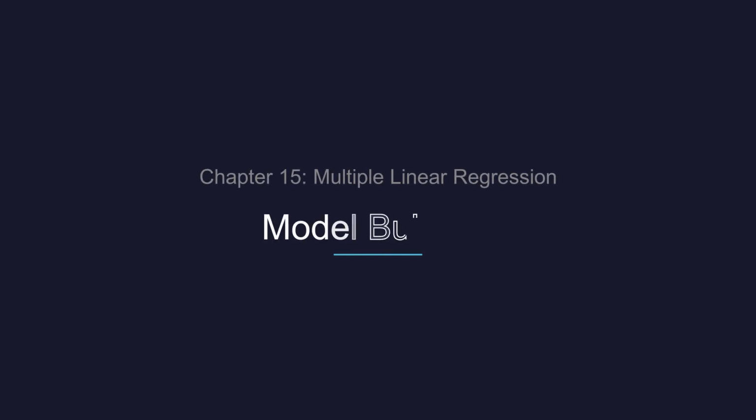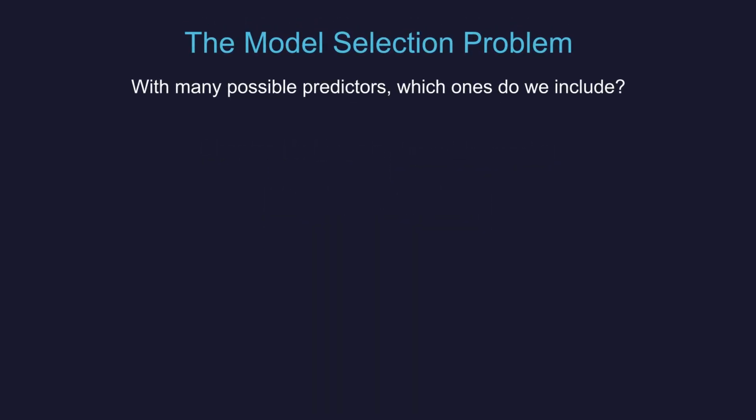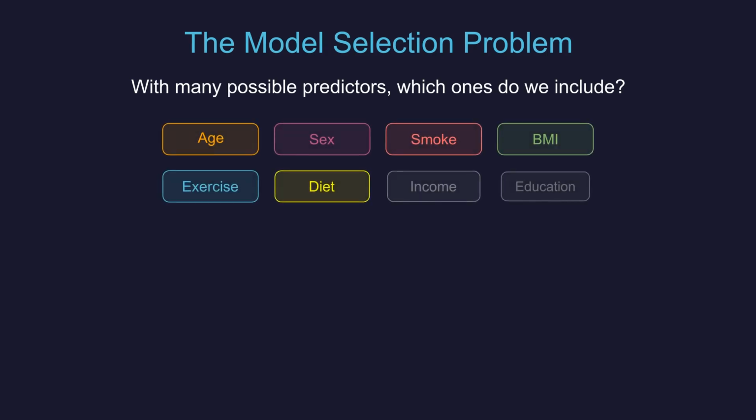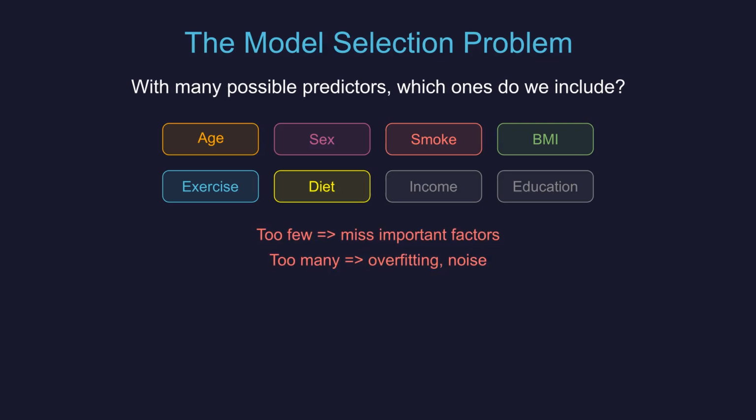Model building. How do we decide which variables to include in a multiple regression model? When building a multiple regression model, we often have many candidate predictors: age, sex, smoking status, BMI, exercise, and more. But we can't just throw them all in. Including too few variables means we miss important factors and confounders. Including too many can lead to overfitting, where the model captures noise rather than real patterns. We need a principled approach to model building.